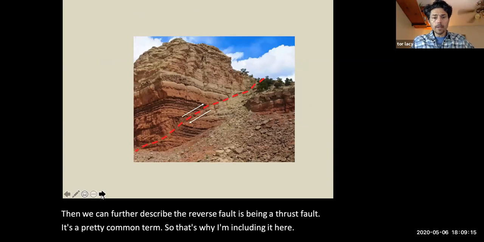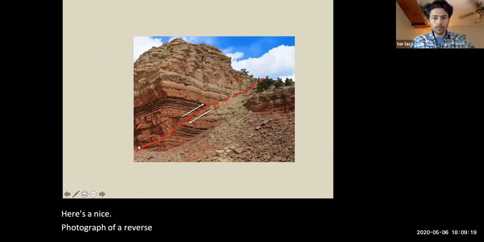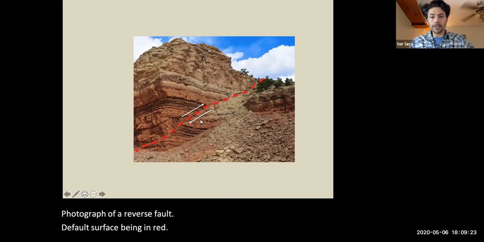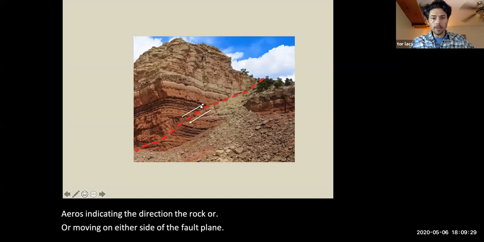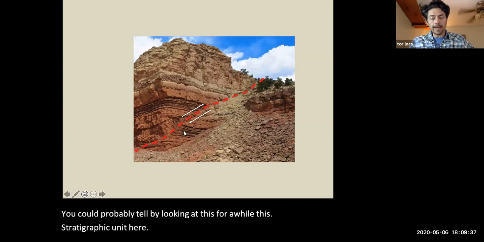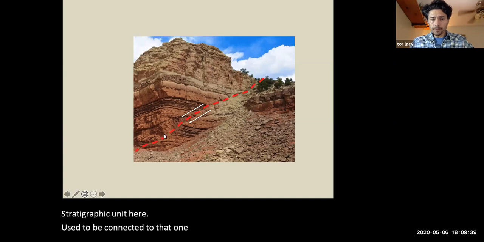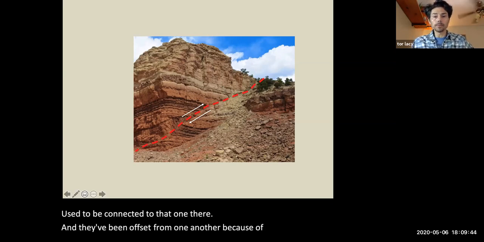Here's a nice photograph of a reverse fault. The fault surface is in red, with arrows indicating the direction the rocks are moving on either side of the fault plane. You could probably tell by looking at this for a while that this stratigraphic unit here used to be connected to that one there, and they've been offset from one another because of movement along the fault.